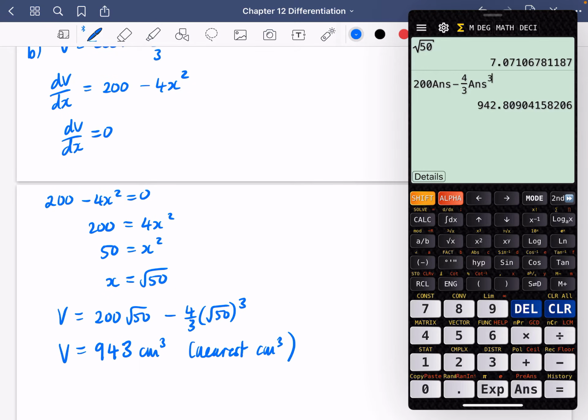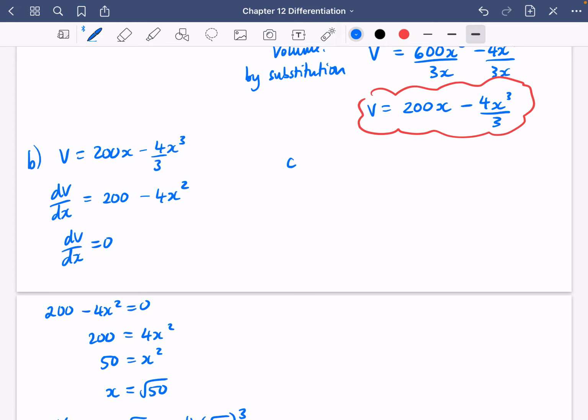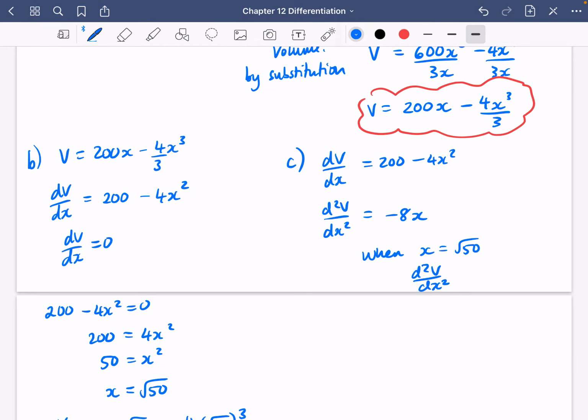All we need to do now is justify that this is a maximum. So we said that the strategy for that is to do the second derivative. So the first derivative, dV by dx, is 200 minus 4x squared. So when I differentiate this again, I'm going to get d2V by dx squared. The 200 is going to go, so you're just going to get minus 8x. And clearly, when x is equal to root 50, we get that the second derivative is equal to minus 8 root 50, which is clearly less than 0. Hence, this is a maximum volume.